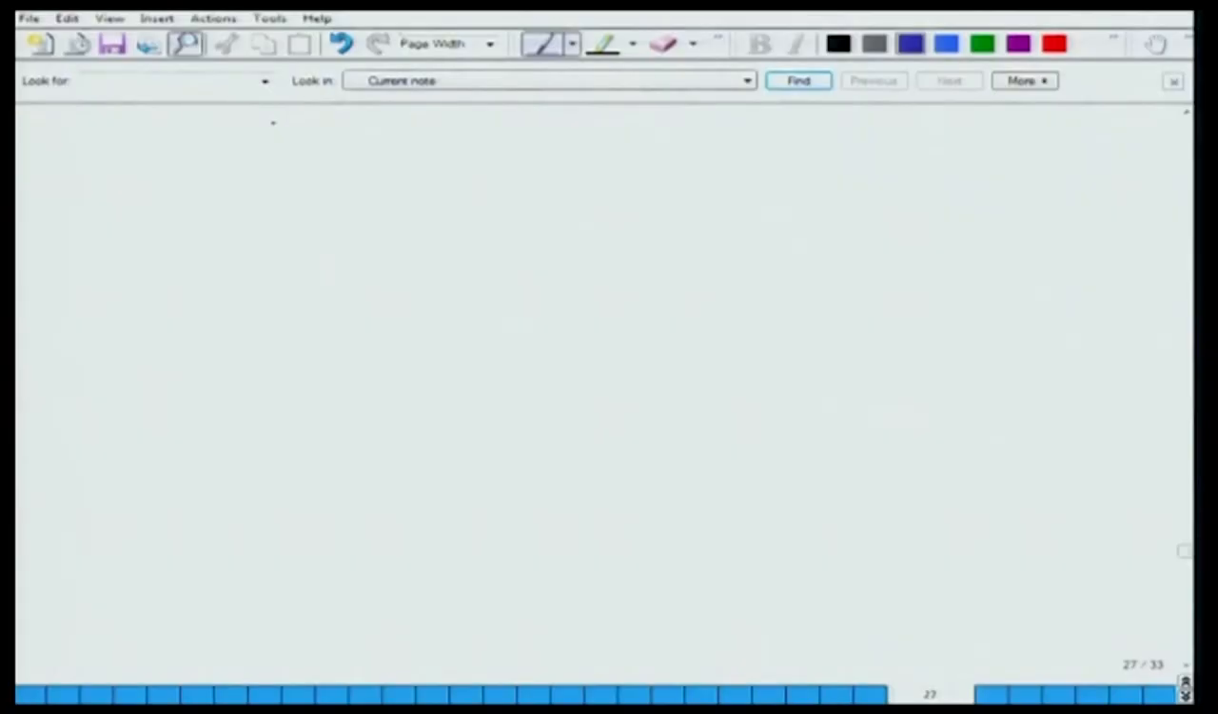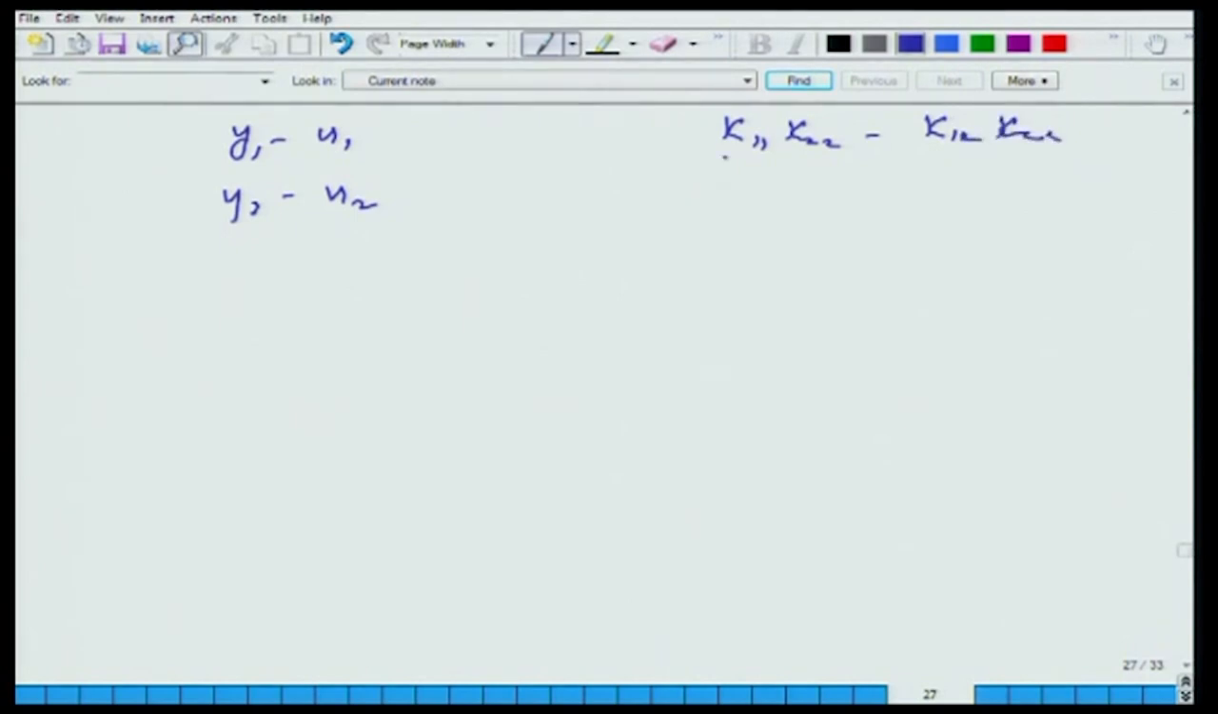Continuing with this 2x2 system, let us say right now I got the Niederlinski index for the pairing y1-u1, y2-u2, and the Niederlinski index was (k11 k22 minus k12 k21) divided by k11 k22. Let us say I do a different pairing. Let us say y1 is paired with u2 and y2 is paired with u1. This is the other pairing.